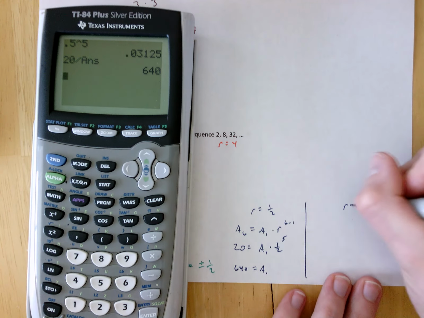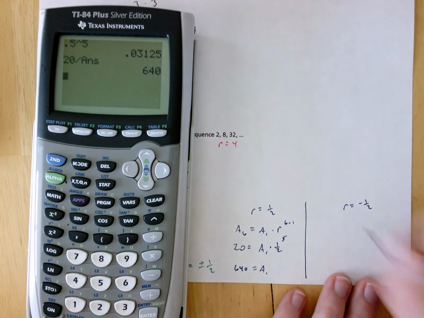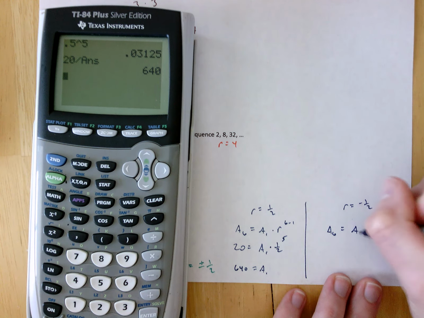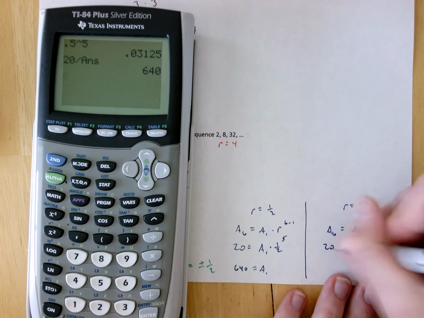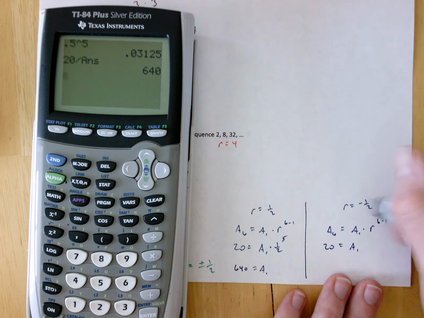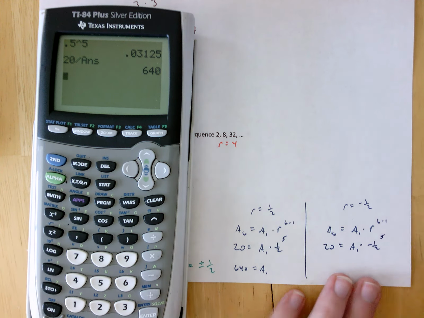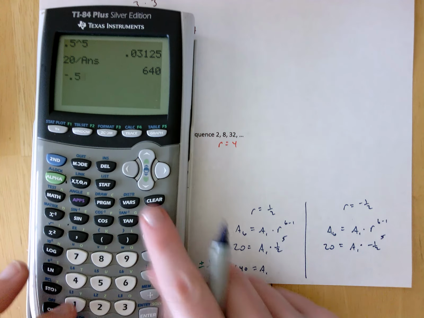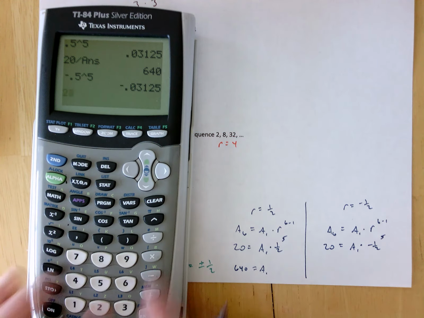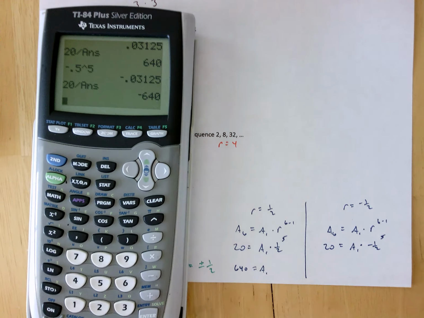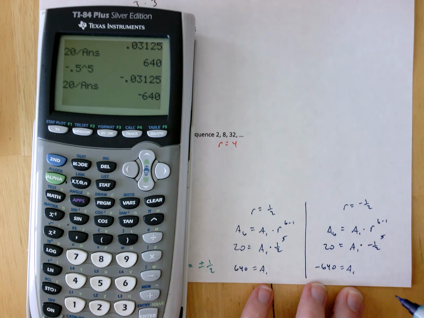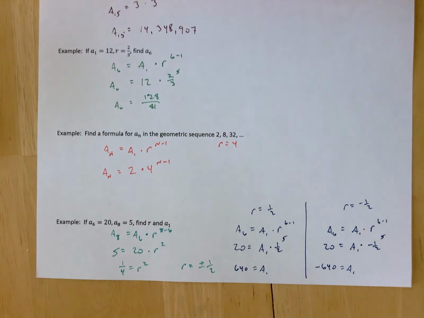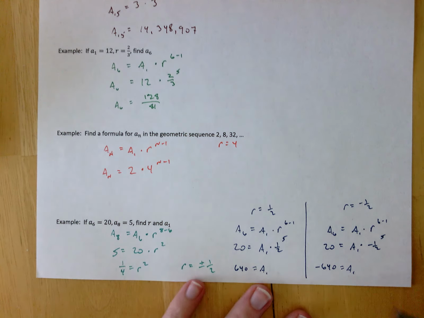All right, if I use r equal to negative a half, similar idea. To get from a sub 1 to a sub 6, I multiply by r to the 6 minus 1. A sub 6 is still 20. A sub 1 is what I'm trying to figure out. Now we're using negative a half for our r value, and we're still raising that to the 5th. So negative a half raised to the 5th power, right? And then I'm doing 20 divided by that is going to be negative 640, which you probably could have predicted pretty easily, right? So for my actual answer for this one, you're going to have two answers, and you're going to have to be specific.